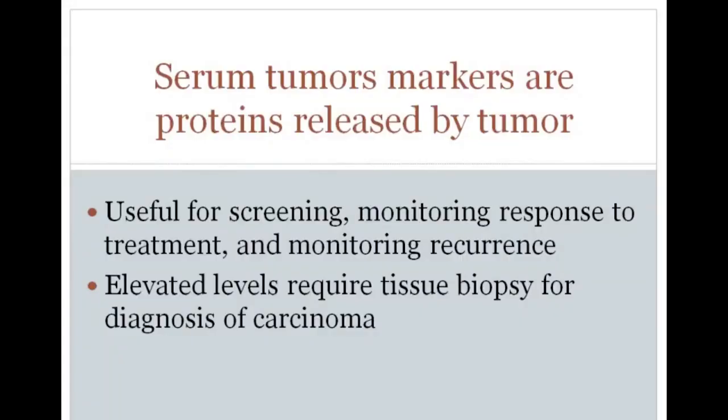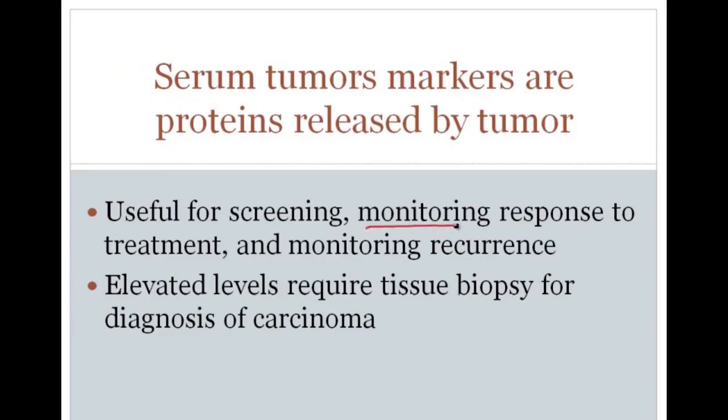Now, another way by which we can classify tumors and follow the treatment and response of tumors are serum tumor markers. What are serum tumor markers? These are proteins that are released by the tumor. They are released, obviously, into the serum. Now, these serum tumor markers can be useful in three circumstances. Some serum tumor markers are useful as a screening test. For example, PSA is a protein that's released by prostate cancer, and it gets released into the blood, and we can then detect it in the blood, and so it's useful as a screening test. That would be one use of a serum tumor marker.